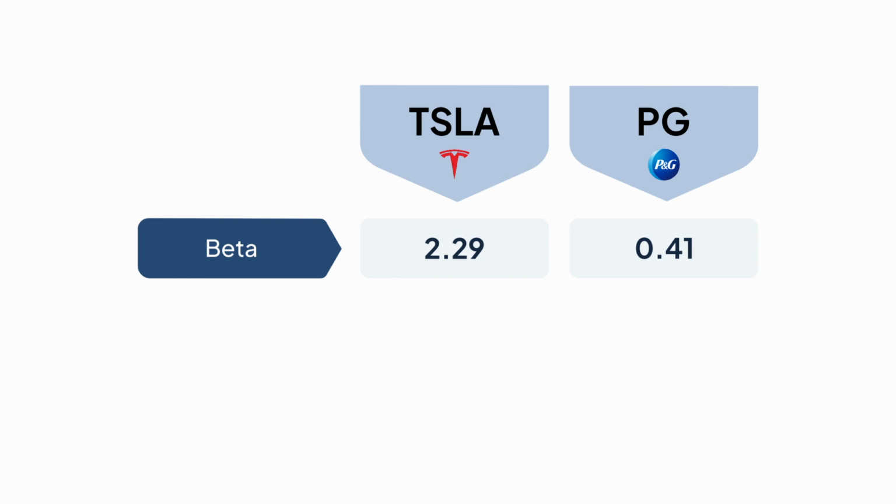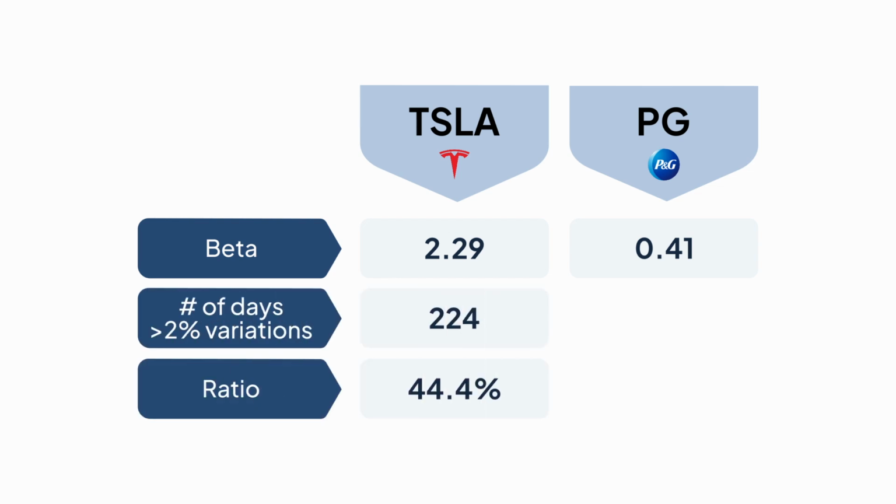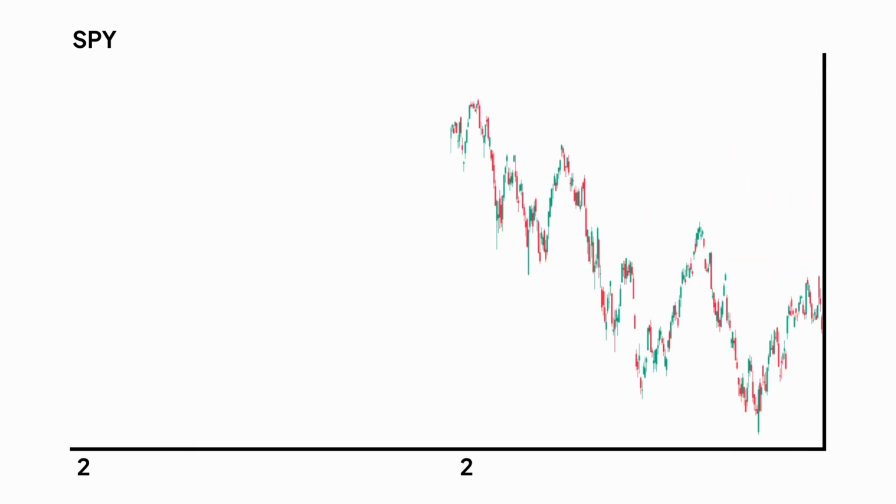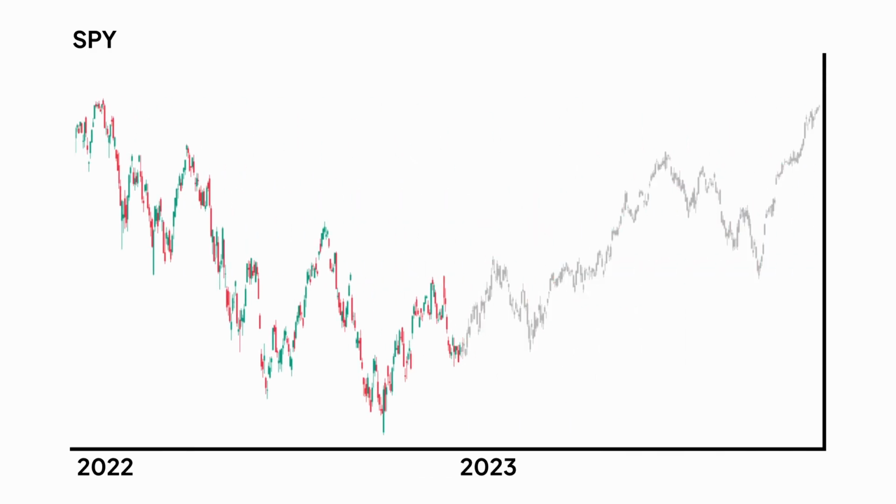Over the last 2 years, Tesla has experienced 224 days with a price movement of more than 2%. In contrast, Procter & Gamble only had 17 such days. And it is not only between two different stocks that different thresholds are necessary. The same stock can require varying thresholds since its volatility is not static. It evolves over time. For example, during the 2022 bear market, volatility was extremely high.